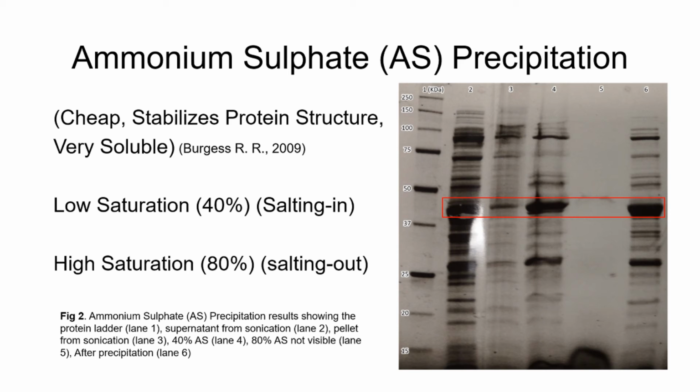And here is the gel taken from the AS precipitation. The second row shows the supernatant retrieved from sonication of the cell extract. The third row shows the pellet from that same sonication, and the fifth and sixth rows correspond to 40% AS and 80% AS, but due to ammonium sulfate's different conductivity, the 40% lane was wobbly and the 80% didn't show up at all. This was fine, however, as you can see in lane 6, after the AS purification step and subsequent dialysis of the remaining AS, we have a nice cleaned up sample compared to lane 2. And this was ready for the ÄKTA purification.